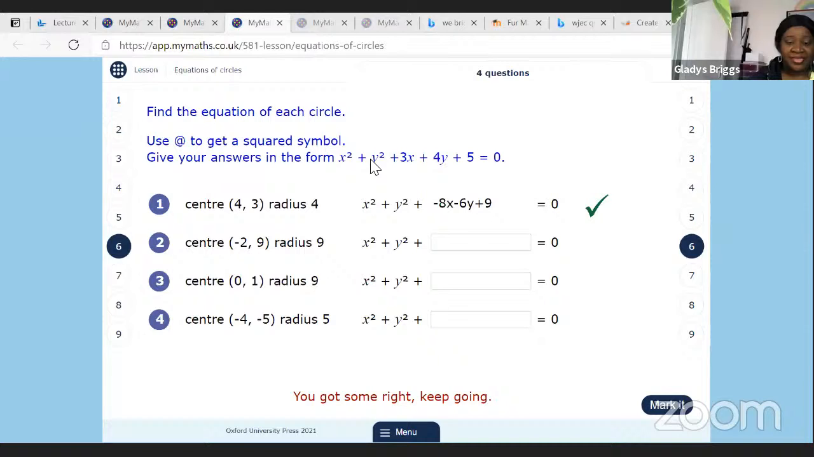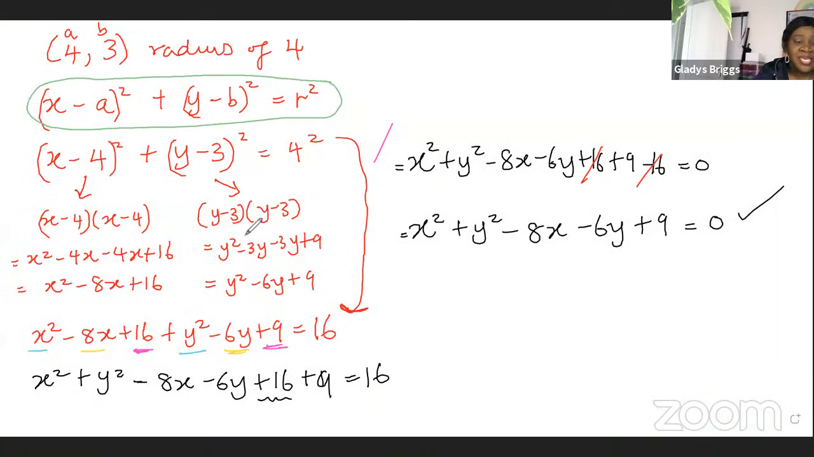X squared plus 2x. Okay, let's see the second one. All right. So let's make a start. So we have -2, 9, and the radius is 9. You just need to follow my steps that I followed on the whiteboard. I'll go back to my whiteboard. You just need to follow my steps here.